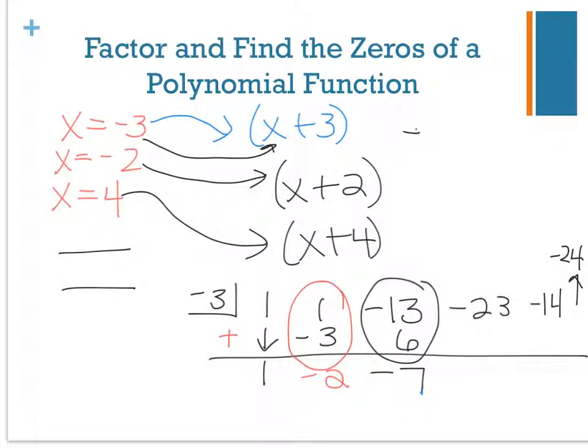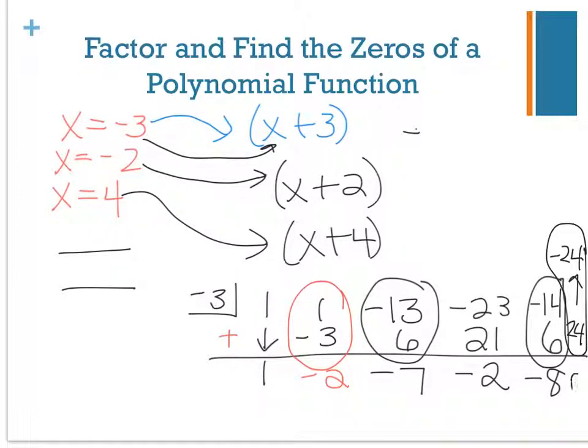When I multiply -7 times -3, I get positive 21. When I add, I get -2. And when I multiply -2 times -3, I get a positive 6. And when I add this column here, -14 and 6, I get -8. And when I multiply this -8 times -3, that gives me a positive 24. So when I combine that with -24, I get a remainder of 0.